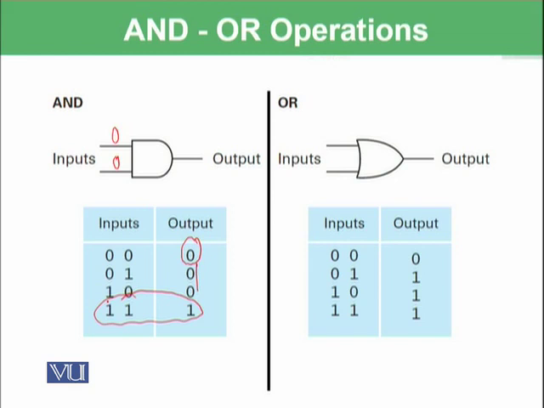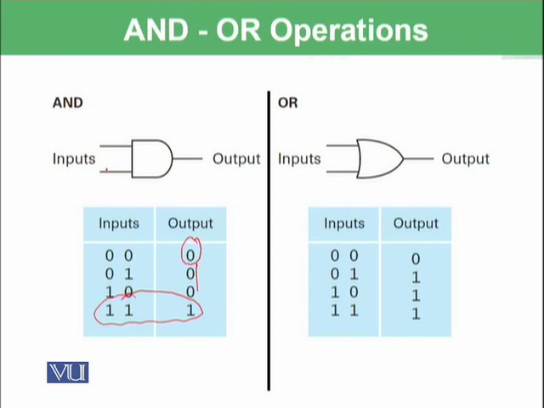For example, if you say that Shahid Afridi plays and Pakistan wins, so these are 2 statements. If Shahid Afridi plays, that will give you 1, and if Pakistan wins, that will again give you 1, and then the whole statement will give you an output of 1.